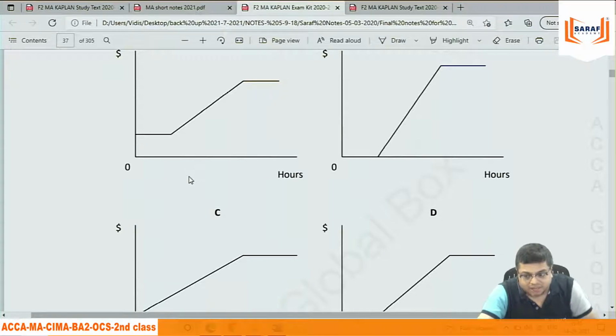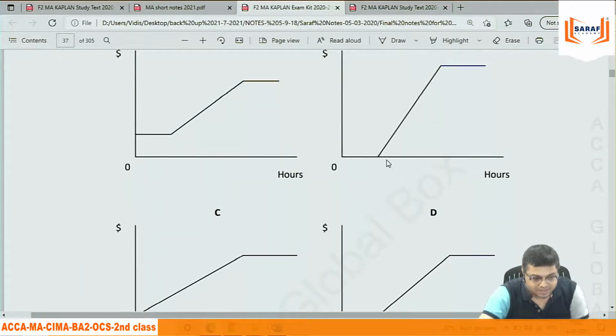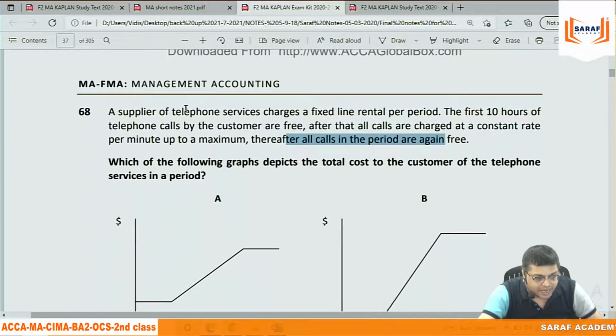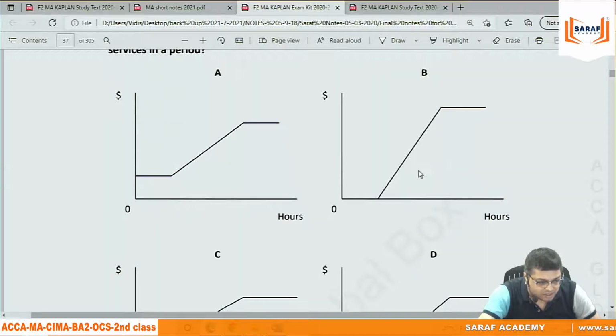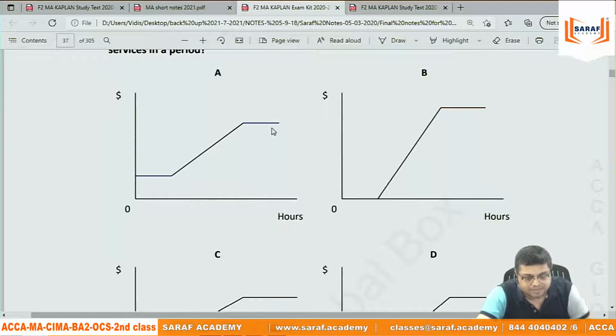If you say that up till 10 hours there are no charges, then these questions can come, then C or D can come. Then in that case the answer would be B only, because up till 10 hours there is 0 cost, after 10 hours there is variable cost, and after a level it is fixed. Then B is the answer. If for 10 hours there is a fixed charge, then B and D are wrong at the outset, because they are saying 0 cost up till 10 hours, whereas even at 10 hours the cost is something, and then it increases. Getting? Everybody?